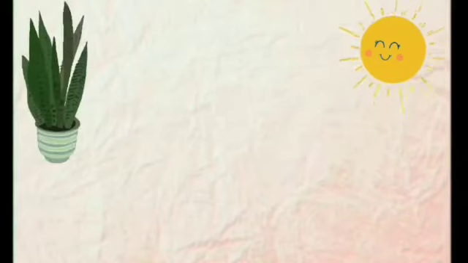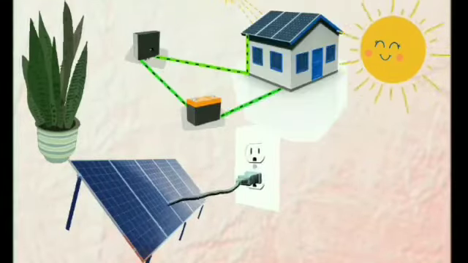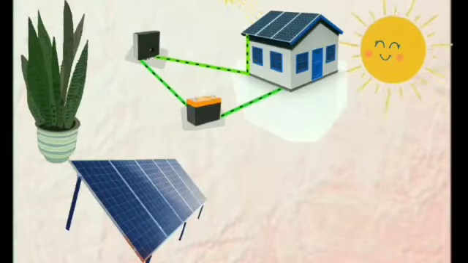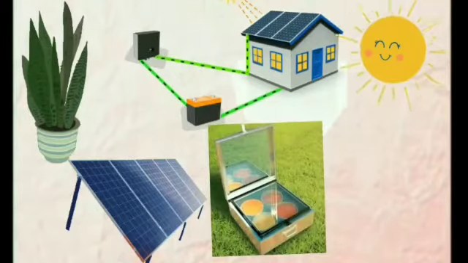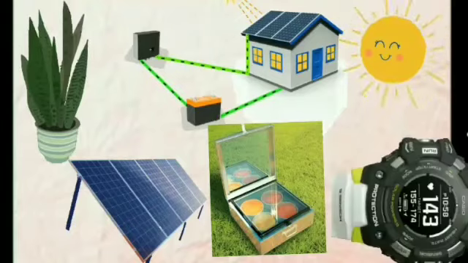There are so many uses of solar energy, like plants use this energy to make food. Solar panels are used to produce electricity. Solar cookers are used to cook food, and solar batteries are used in watches, etc.